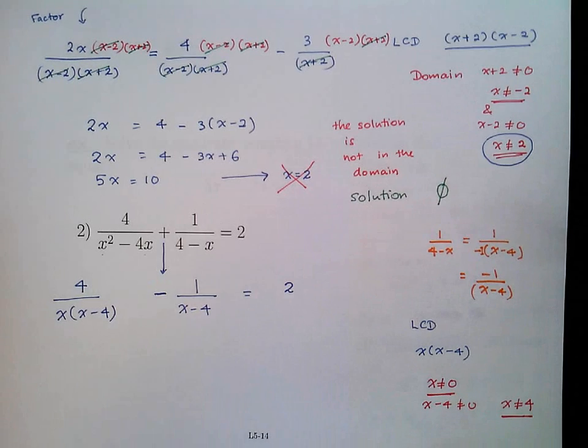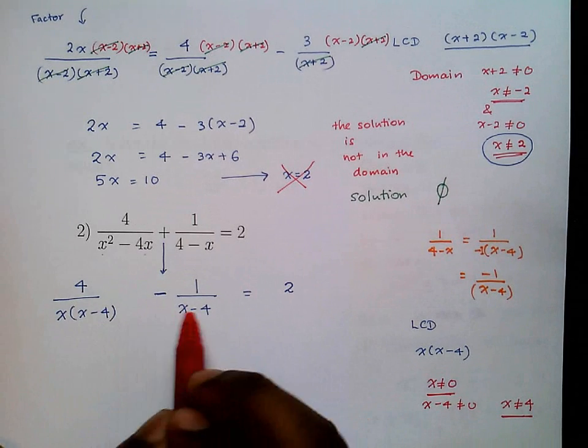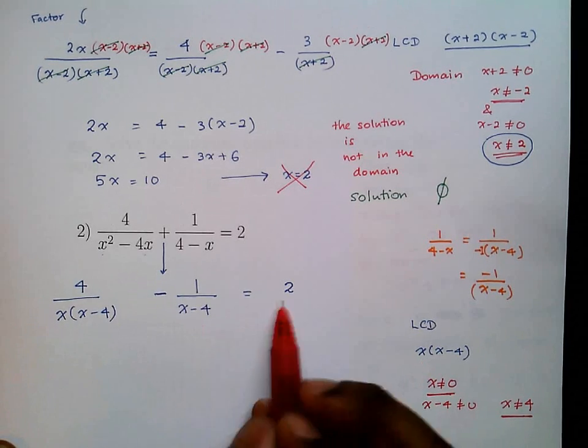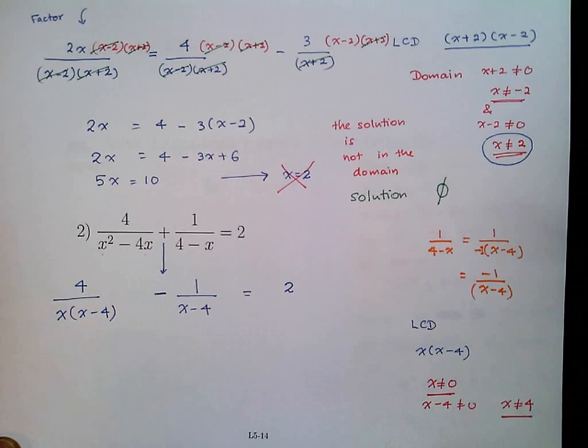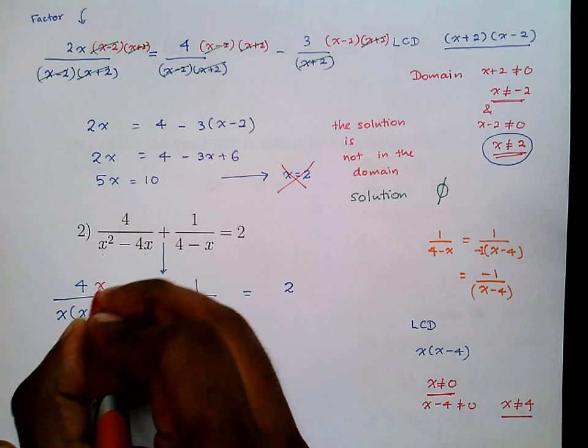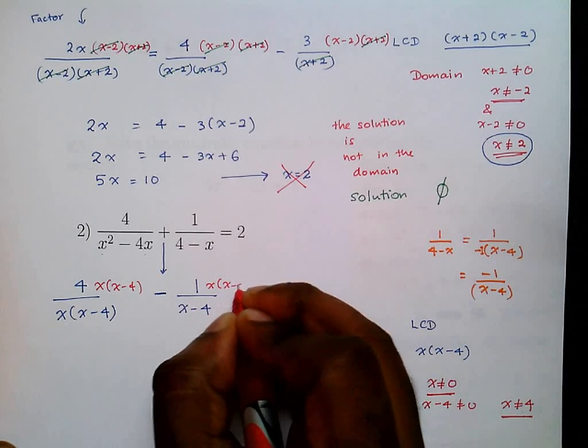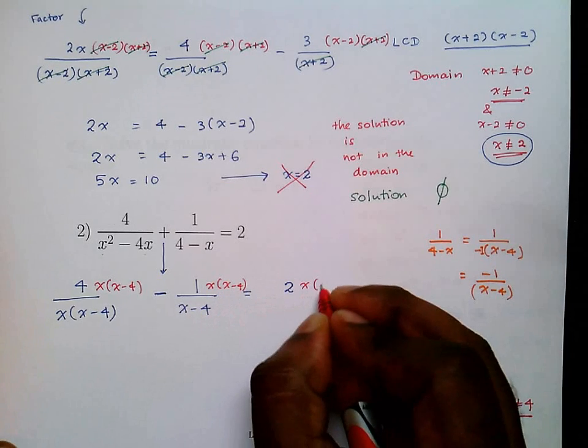So these values are not in the domain of the equation. So now what do you do? Multiply each term by the LCD. There are 3 terms, so there should be 3 LCDs. So here x times x minus 4, x times x minus 4, and x times x minus 4.